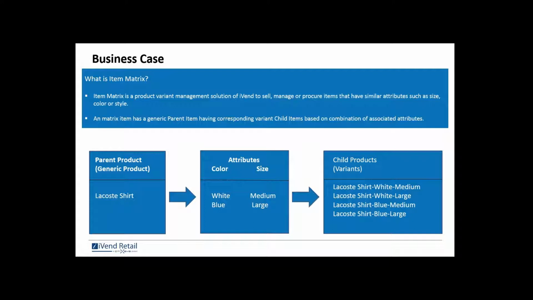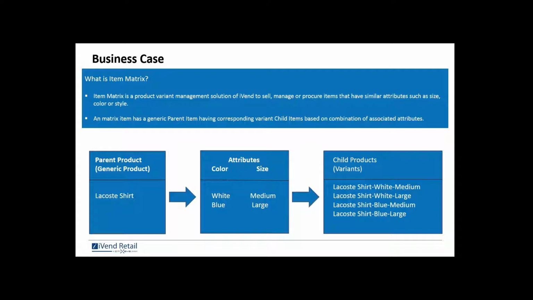Further, a metrics item has a generic parent item having corresponding variant child items based on combination of associated products. A very heavy definition. But believe me, this definition encapsulates the item metrics functionality of iVend. So let's take an example and try and understand what this item metrics is all about.